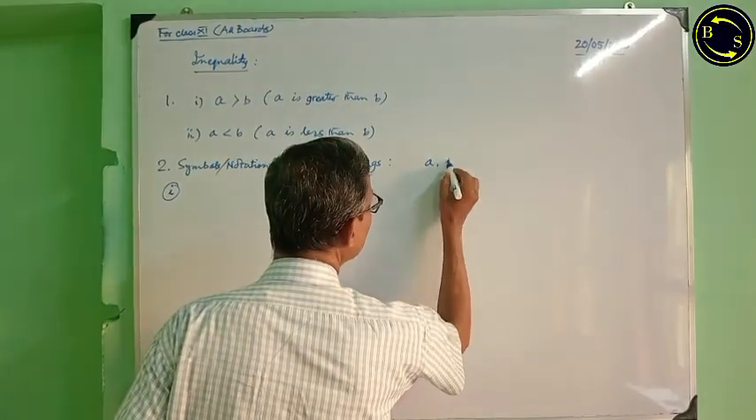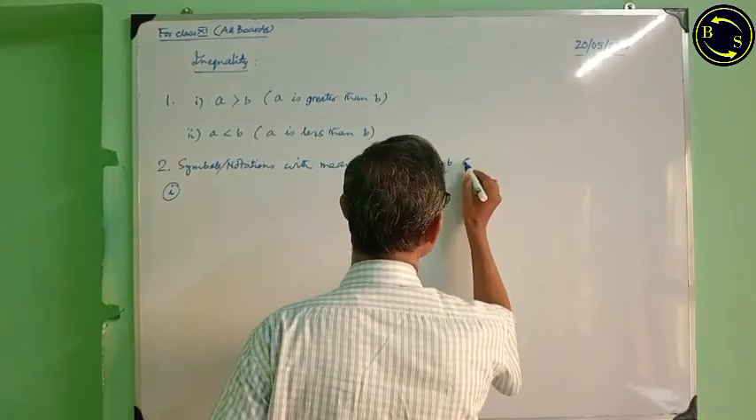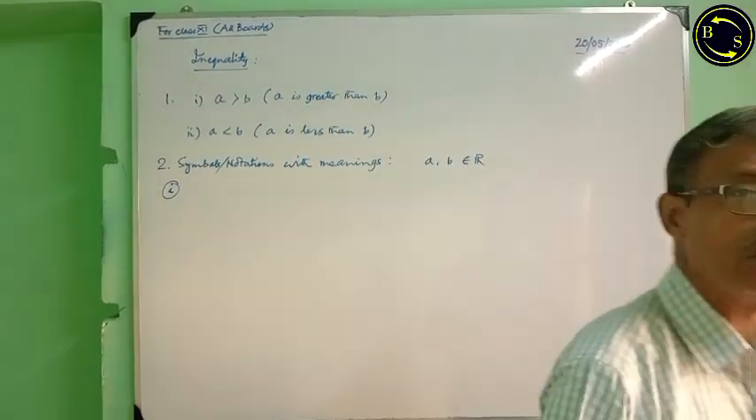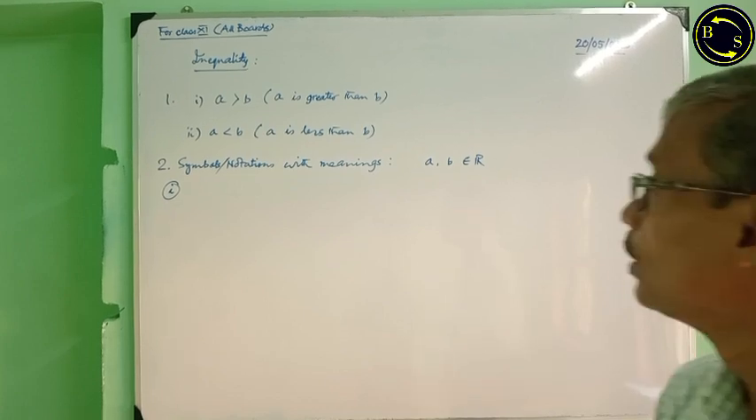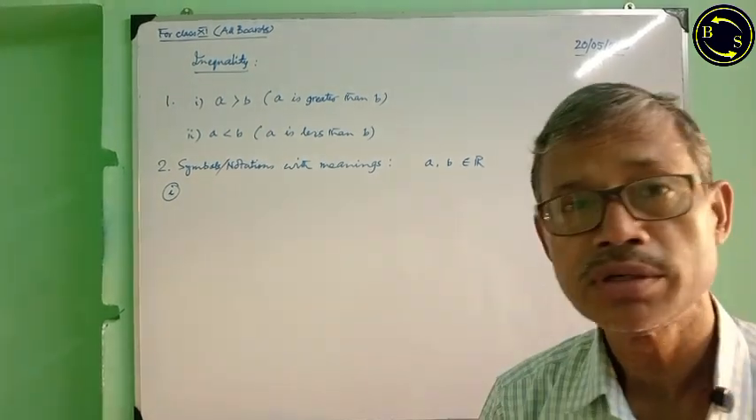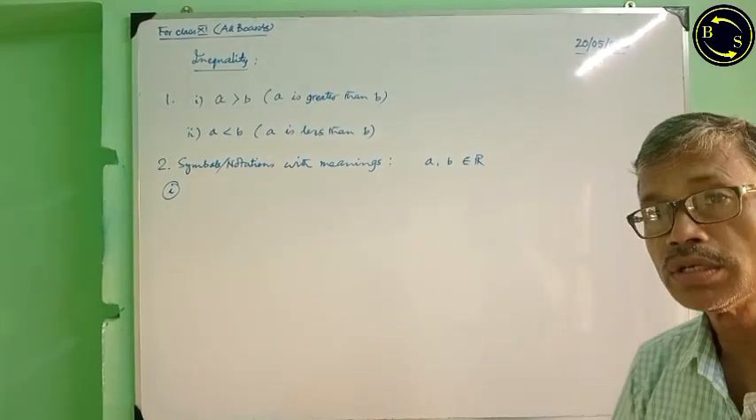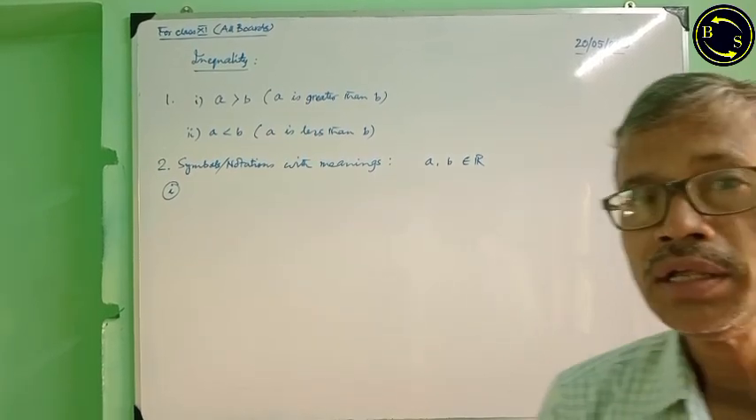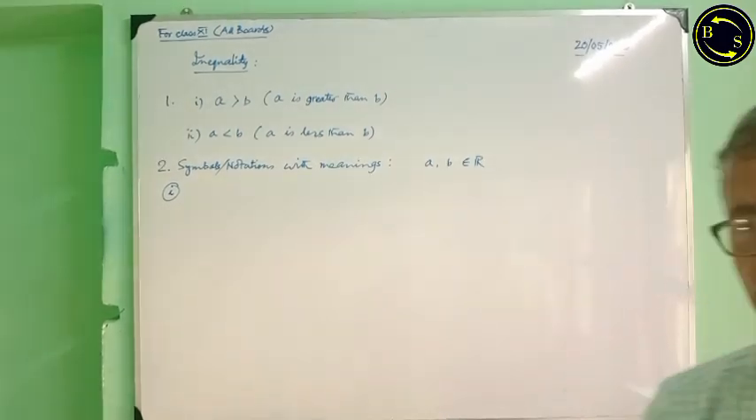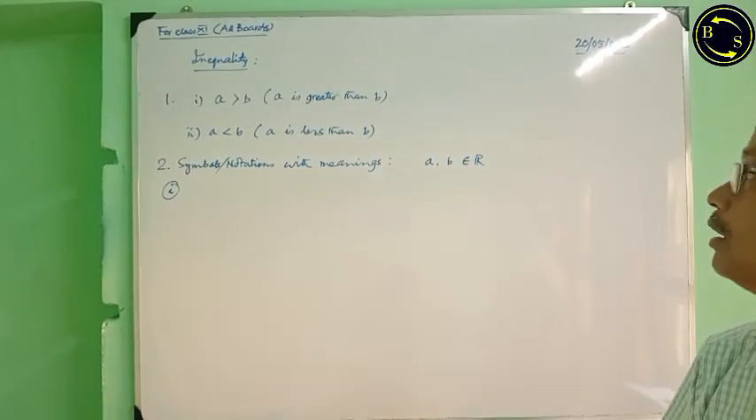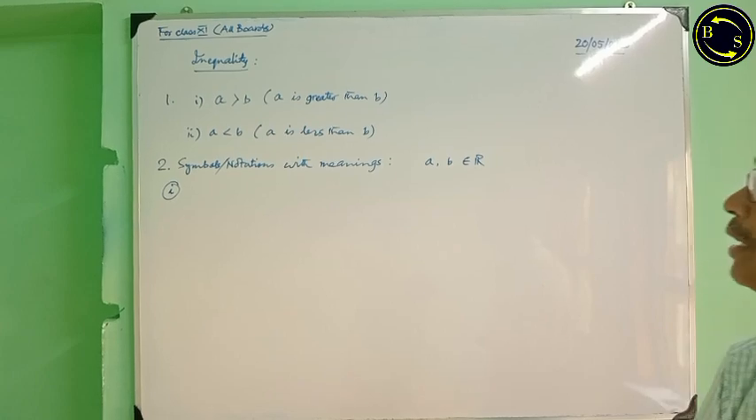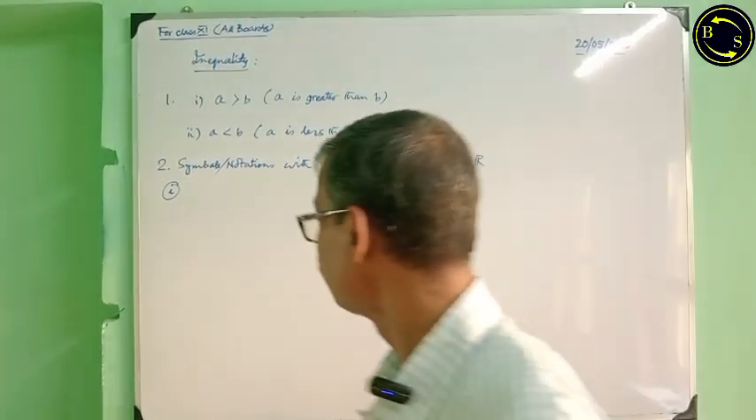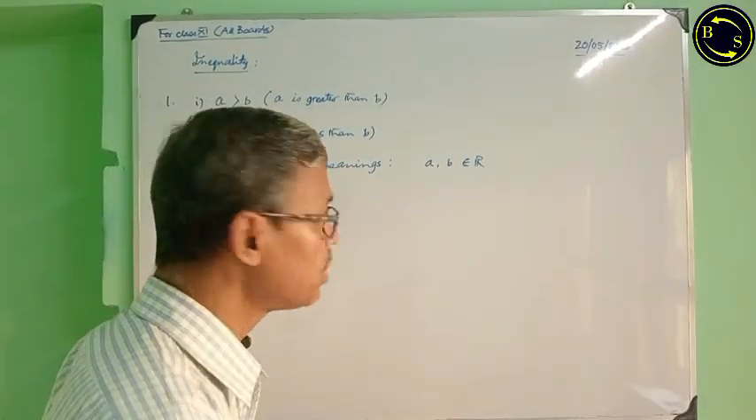A, B are two real numbers. One thing: when complex numbers were discussed, we mentioned that we cannot compare two complex numbers. That is why in inequality we discuss real numbers. A, B are two real numbers.